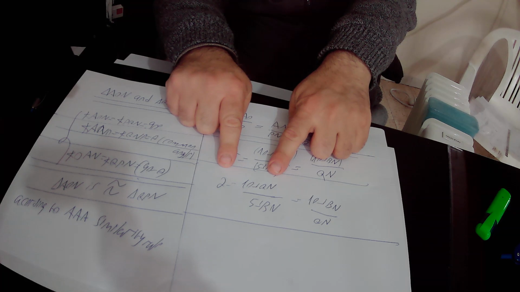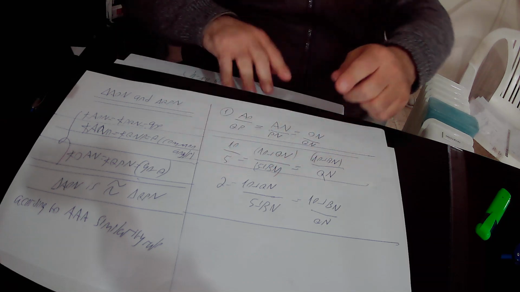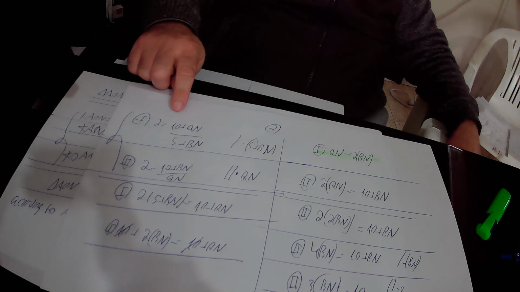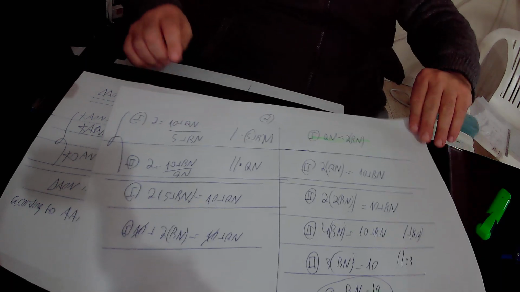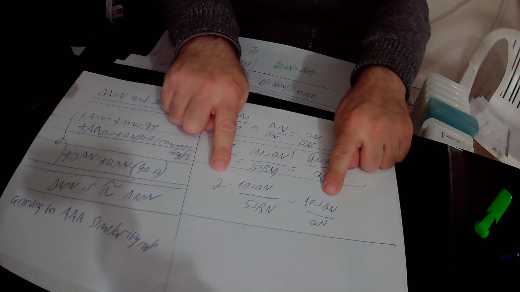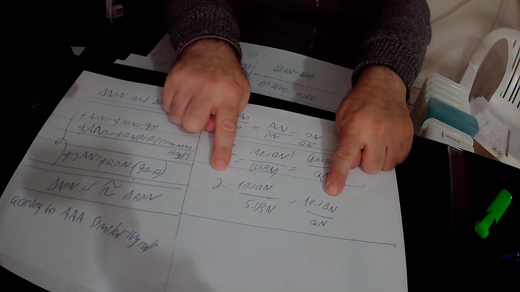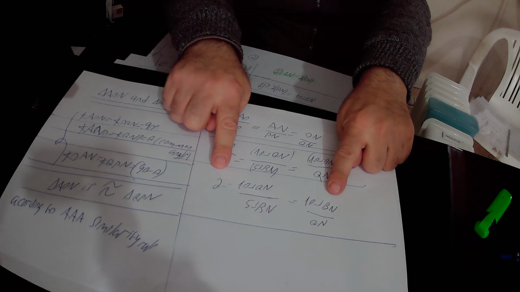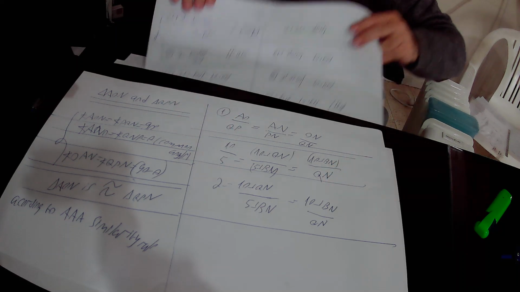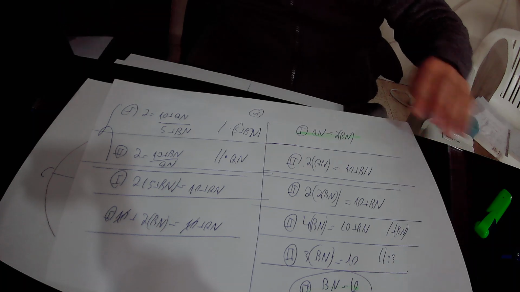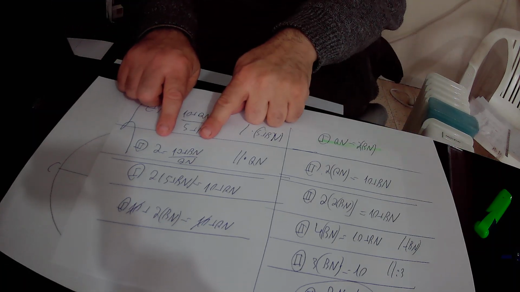So according to equation number 1, 2 equals 10 plus QN over 5 plus BN. Those two sides are also equal to each other, therefore we get equation number 2. According to equation number 2, 2 equals 10 plus BN over QN.